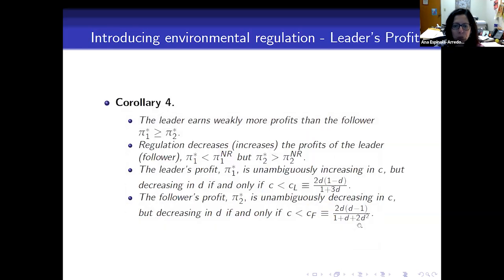So now, in terms of profits, what we can say is that despite having regulation in place, the leader still receives more profits than the follower. However, we also calculated the effect of regulation on profits separately for the leader and the follower, and we observed that with regulation, the leader decreases its profits compared to the case of no regulation, but the follower obtains more profits than in the case of non-regulation.